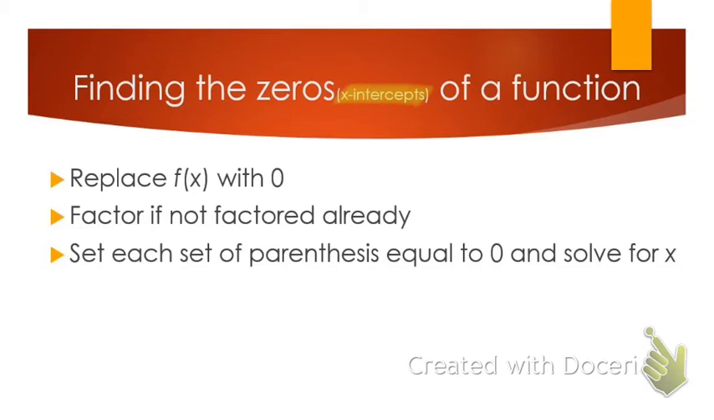What if it's h of x? Does that matter? No. I'm going to replace f of x with 0. Once I've done that, then I'm going to look at the other side of the equation, and I'm going to factor if it has not been factored already. And then the third thing I'm going to do is set each set of parentheses equal to 0, and solve for x.